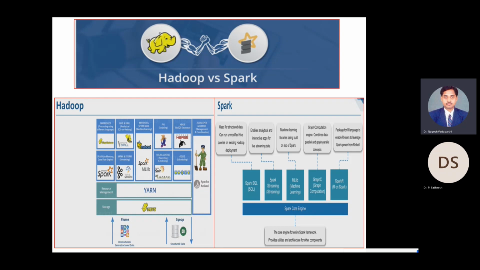classification, clustering, association rule mining, various algorithms you can use in MLlib. Then GraphX, a graph computation engine, combines data-parallel and graph-parallel concepts, especially in Facebook application, Twitter application, and any social network applications. Then SparkR on Spark. It is a package of the R language to enable R users to leverage Spark power from the R shell. So R is also supported in the Spark framework.